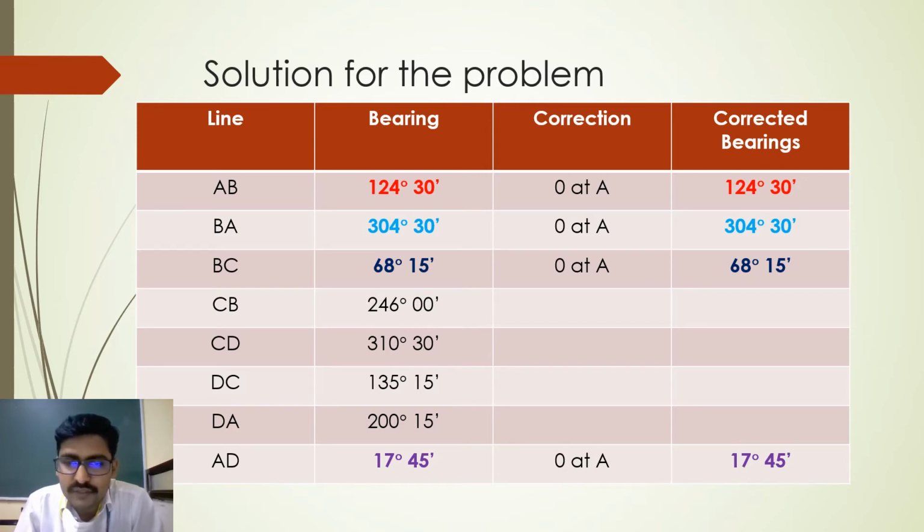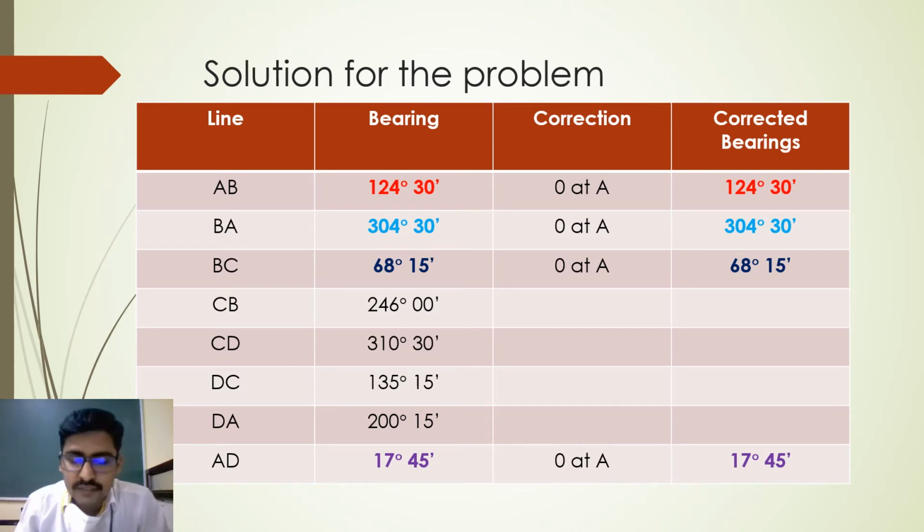So that means these bearings are correct in the sense you don't have any corrections to be applied for them, right? That is the reason in the corrected bearings column you have the same bearings which are the observed bearings. The second column bearings are observed bearings. So observed bearings are correct. That is why the corrected bearings are the same and there is no correction to be applied. So it is 0, right?